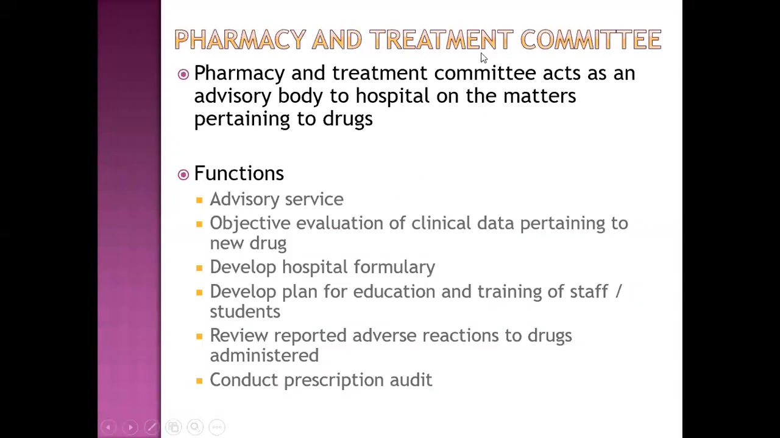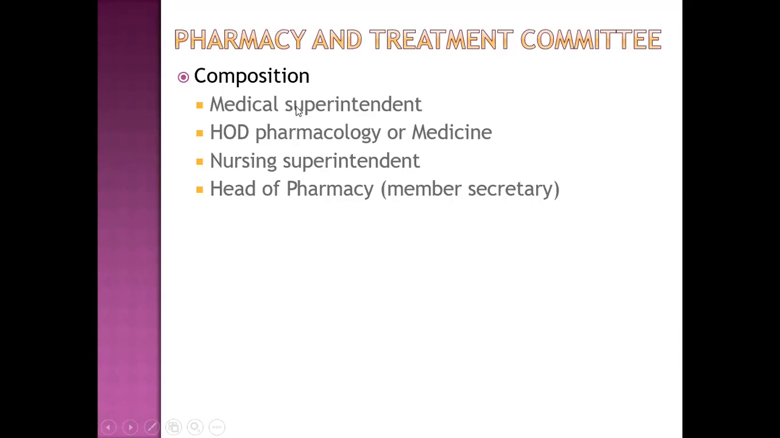So let us see pharmacy and treatment committee. It acts as an advisory body to hospital on the matters pertaining to drugs. Its functions include advisory service, objective evaluation of clinical data pertaining to new drug, develop hospital formulary, develop plan for education, training of staff and students, review reported adverse reactions to drug administered, and conduct prescription audit. So these are functions of this committee. It is at the hospital level. So composition include medical superintendent, head of the department pharmacology. If not available, then head of the department of medicine, then nursing superintendent, head of pharmacy as a member secretary.